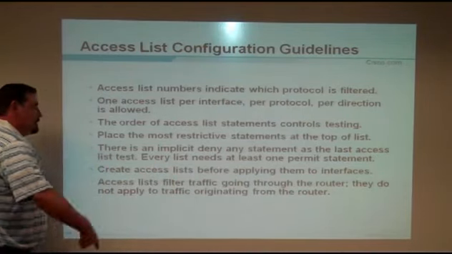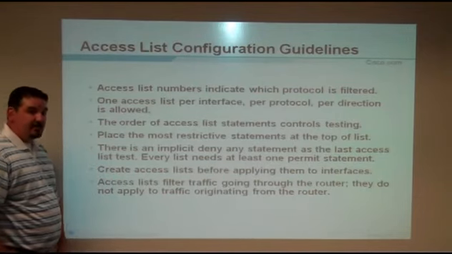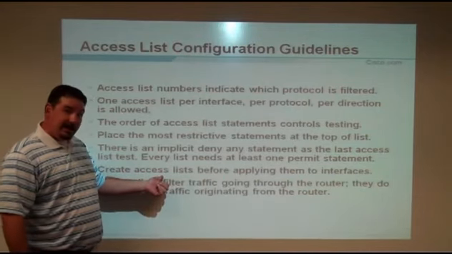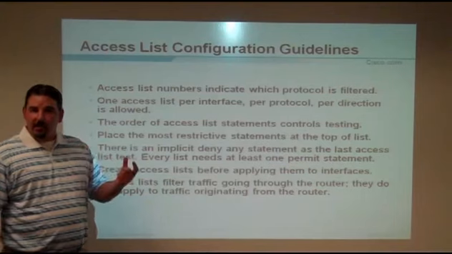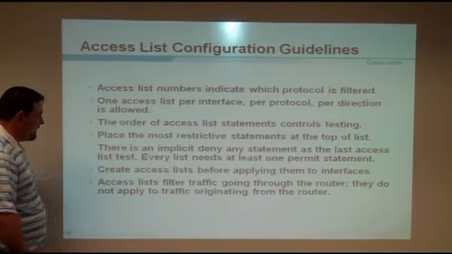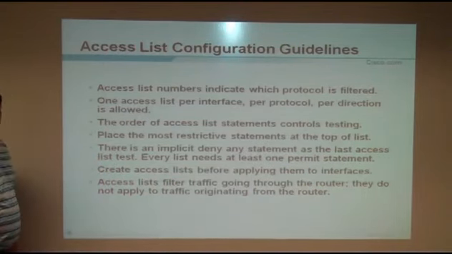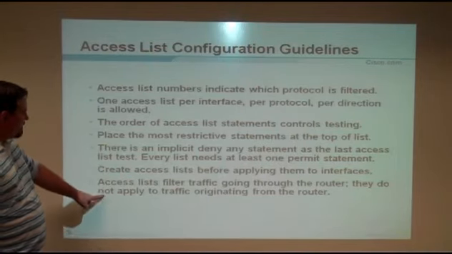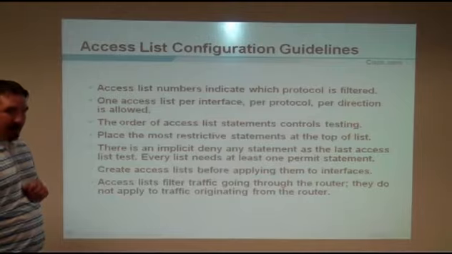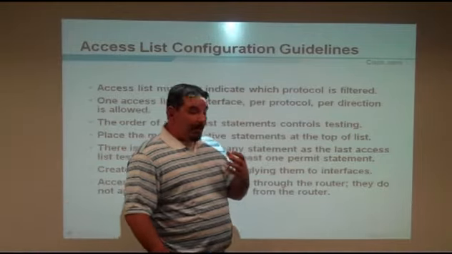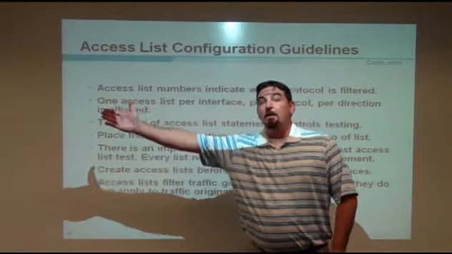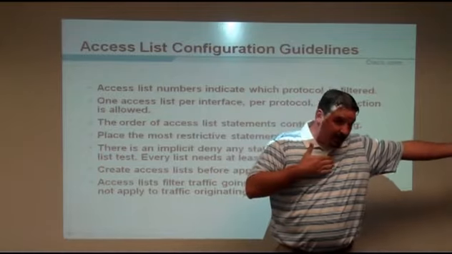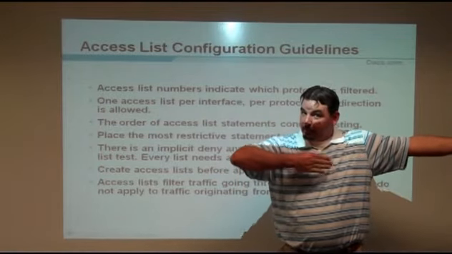Okay? You need to create the access list and then eventually apply it to an interface. So you create it in global config, and then you go into the interface and apply that access list on the interface. Okay? And they show access lists filter traffic going through the router. They do not apply to traffic originating from the router. Meaning that as a packet traverses that router, comes from one interface and we have to send it to another interface, that's when we'll use those access lists.